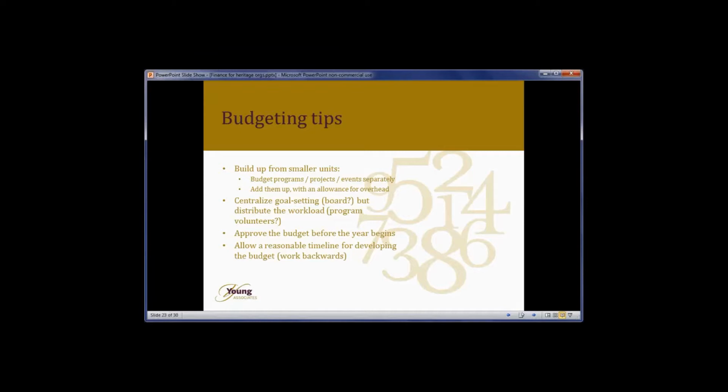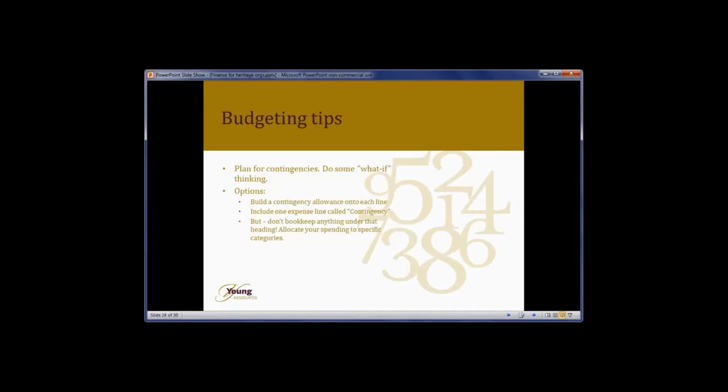When you're designing your budget, work backwards in time. I had started out by saying at the beginning that the gold-plated standard would be to approve the budget before the year begins. So you need to think about when you have to start that budgeting process to give yourselves enough time to work it through and get something approved before you actually start work.